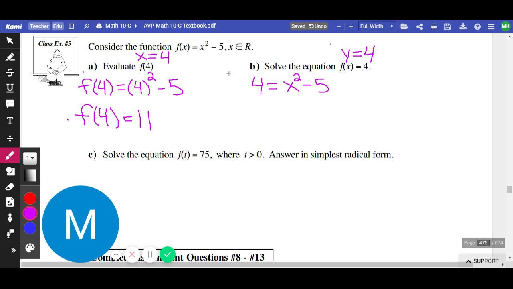Your job at that point is to try to get x by itself. You're going to add 5 to both sides. That gives you 9 equals x squared. And then you have to square root, right? That's how you get rid of that square. So you square root both sides. When you square root both sides, that gives you 3 equals x.